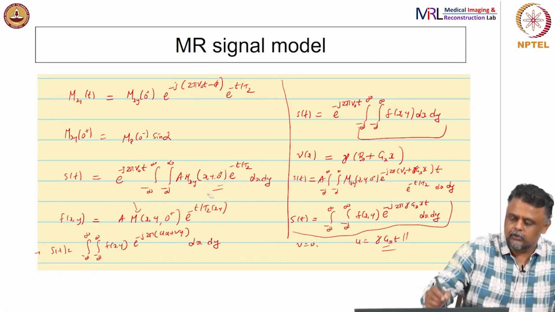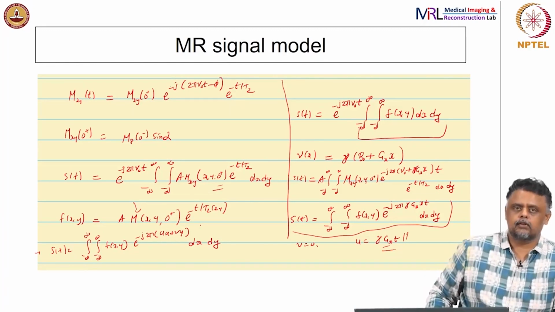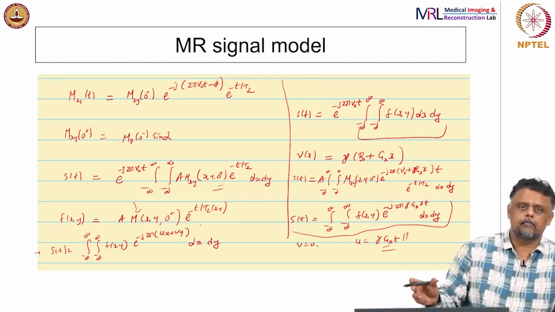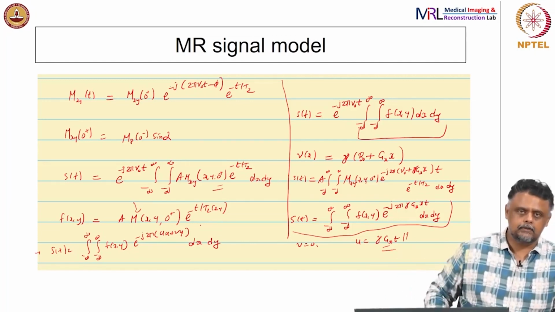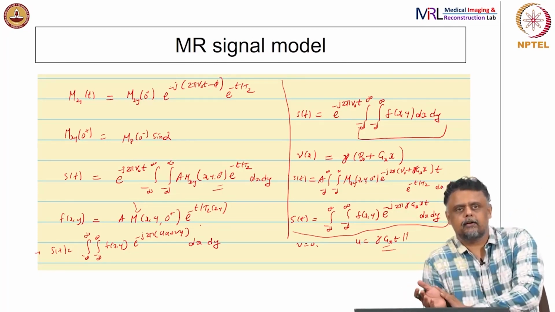It also tells you about the relaxation, the spin properties T1 and T2 times. So, in this case T2 as a function of x and y is already encapsulated in f of x comma y, okay. And the application of the gradient along x makes it into the form of a Fourier transform.